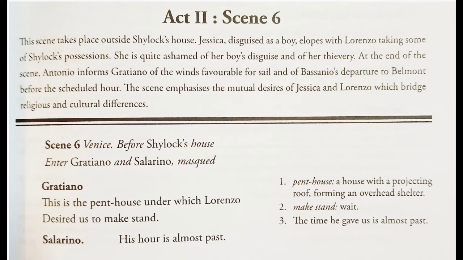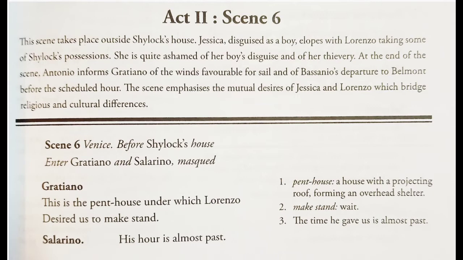So now the scene emphasizes the mutual desires of Jessica and Lorenzo, which bridge religious and cultural differences. So it is something which was not even imaginable in those days, because, as I told you, the society was so rigid, so conservative, that a Jewish girl running away from home with her Christian lover was next to impossible, and that is what was happening. So it was really a revolting situation for the audience of the Shakespearean era. Anyway, now let's begin with the scene.